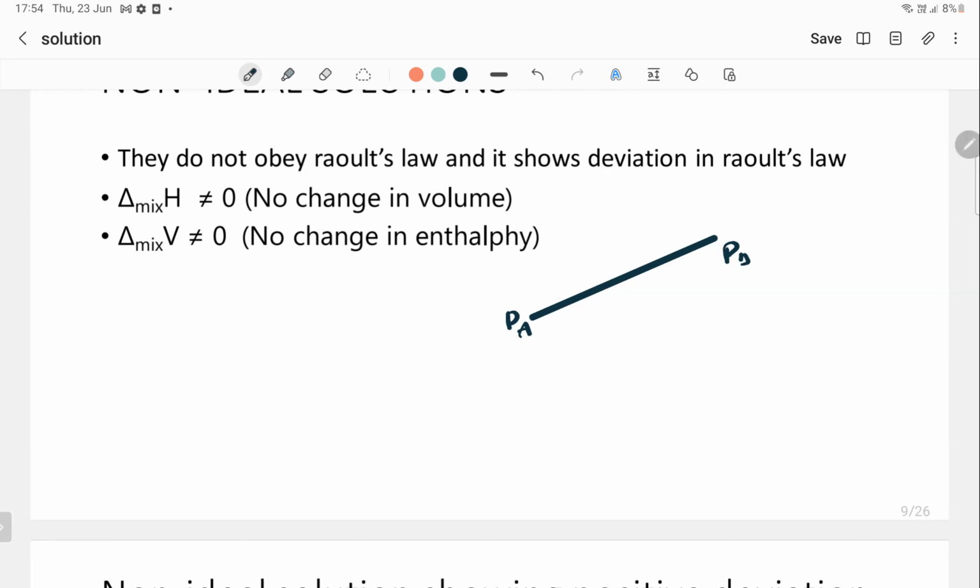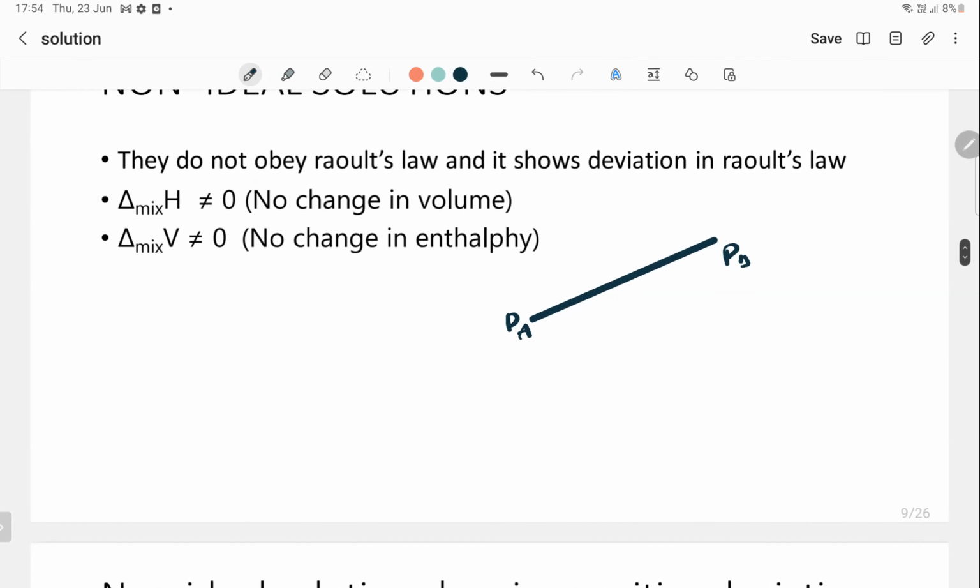Okay. So if this non-ideal solution is not obeying Raoult's law, it will be showing the deviation like this and this. Correct? So there will be a deviation. The first one is that the enthalpy of mixing will not be equal to 0. How is it not equal to 0? How will there be a change in enthalpy?